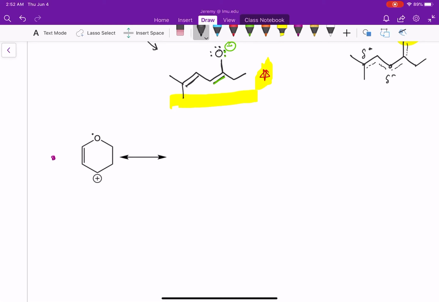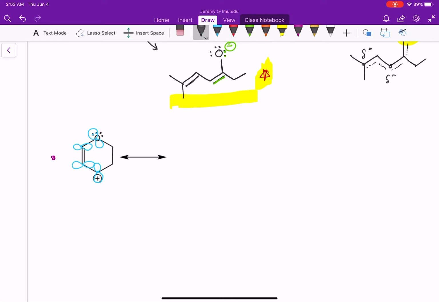Okay, so we have an O with 2 lone pairs, right? A pi bond, 2 electrons are shared between 2 p orbitals. A positive charge is an empty p orbital, right? And remember, anytime we have a lone pair next to a p orbital, that's part of our conjugated system. So one of these lone pairs is part of the conjugated system, all right?